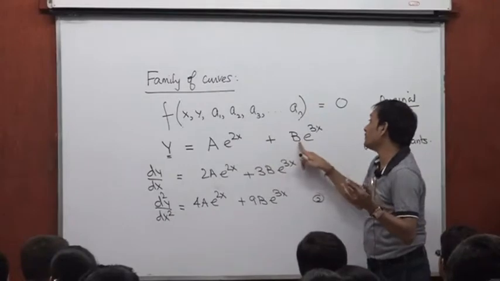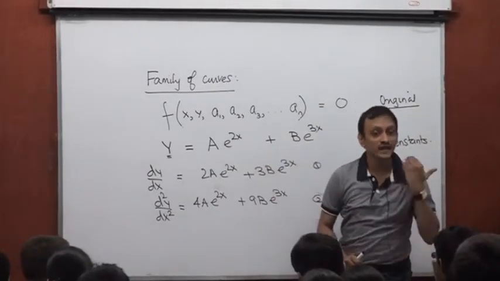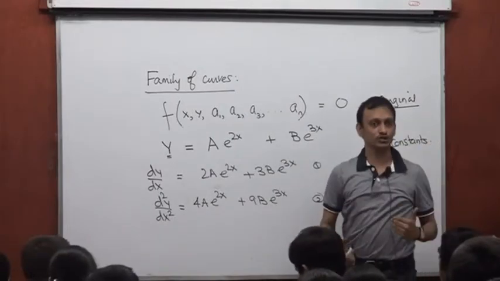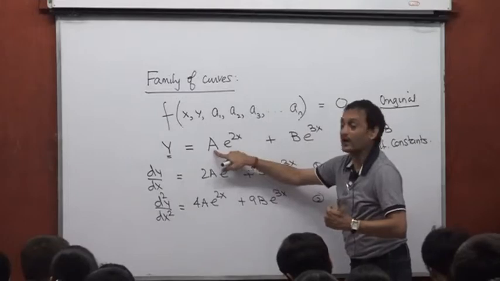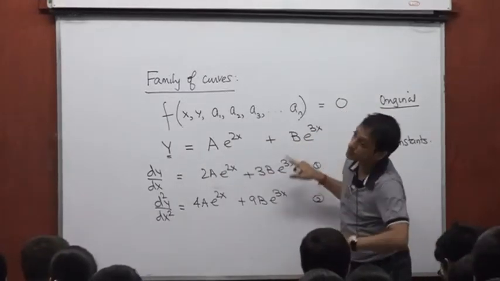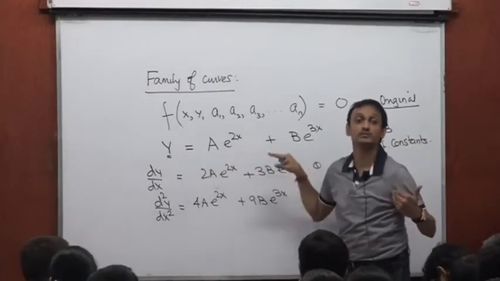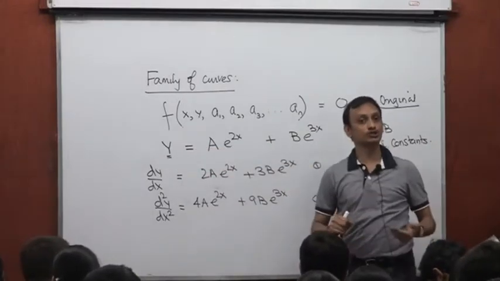But if you put a equal to 2 and b equal to 3, then that also is not the general solution to the differential equation. That's a particular solution to the differential equation. You may put b equal to 0 and a equal to 5, or a equal to 0, b equal to 6. That will also be a solution to the differential equation, but it will be a particular solution. It will not be a general solution to the differential equation.